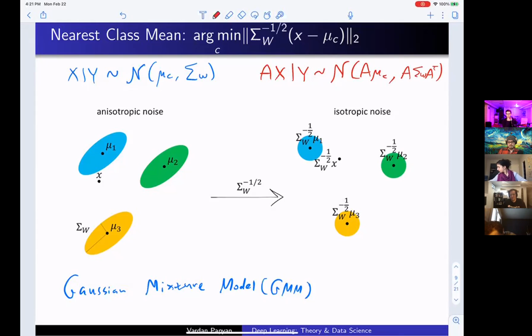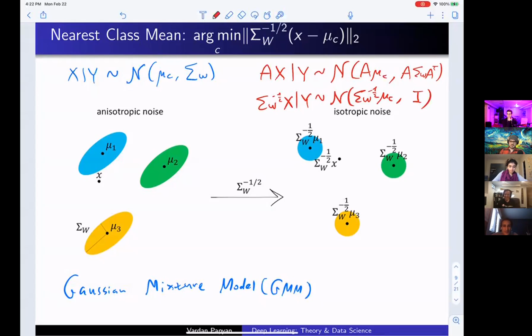Now, imagine if we pick A to be sigma W minus half. We get sigma W minus half times X given Y is distributed normal with mean sigma W minus half times mu C and an identity covariance. Isn't this magical? Do you find this magical? I think at the very least, Luke finds it magical.